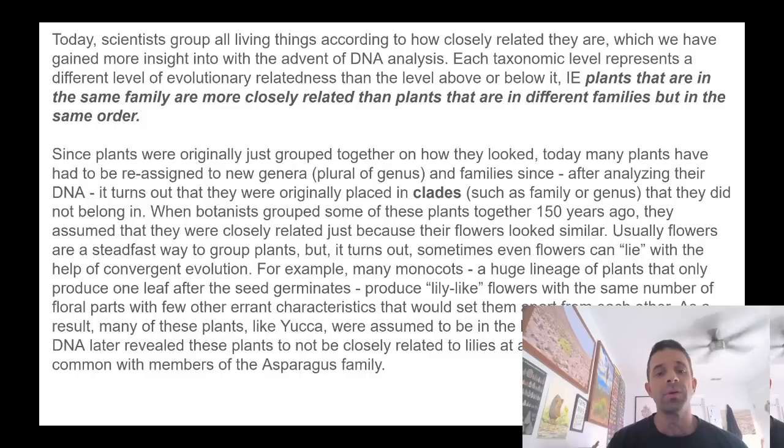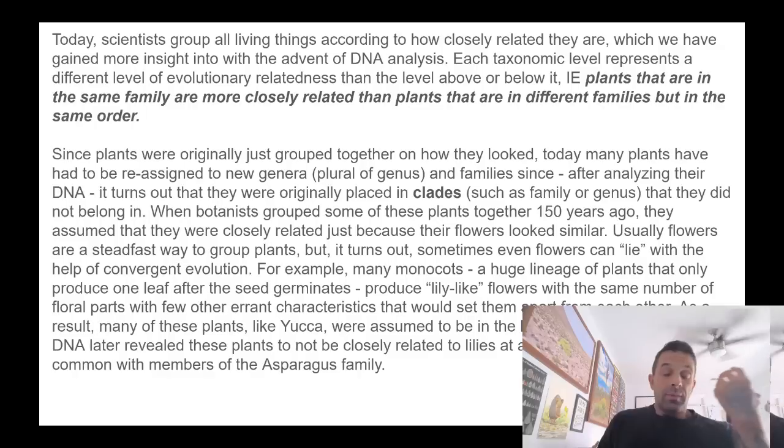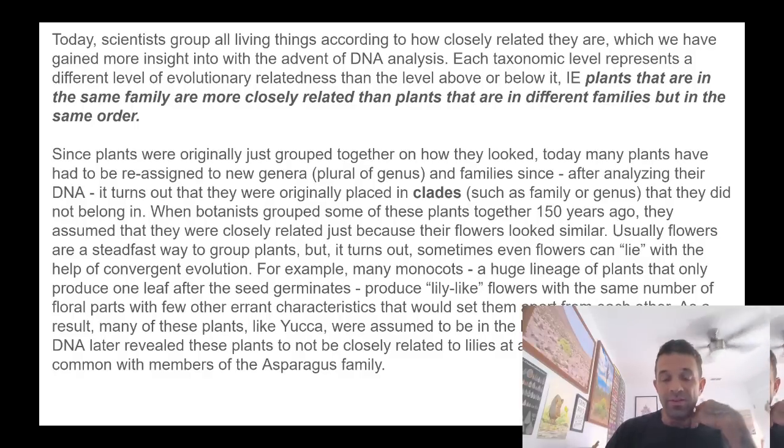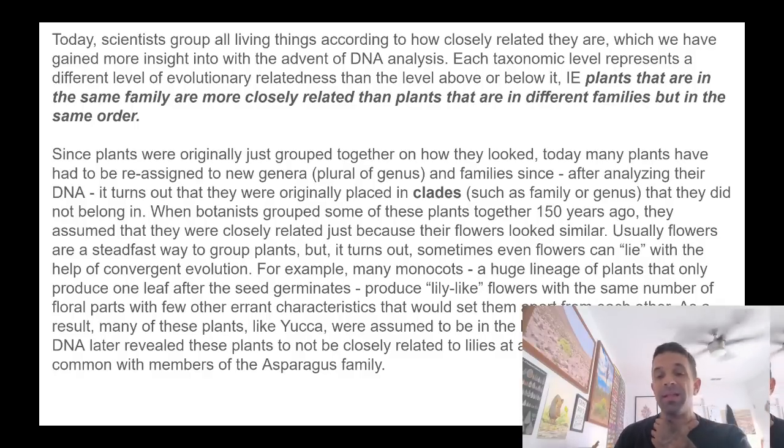Since plants were originally just grouped together on how they look, today many plants have had to be reassigned to new genera. So remember that initially phenetic classification, grouping things based on how they looked, all changed. Well, first off, that was all the information we had to go on 70, 80, 200 years ago, whatever. But with the advent of DNA and polymerase chain reaction, amplifying DNA so you can get a closer look at it, which was basically invented in the 80s.